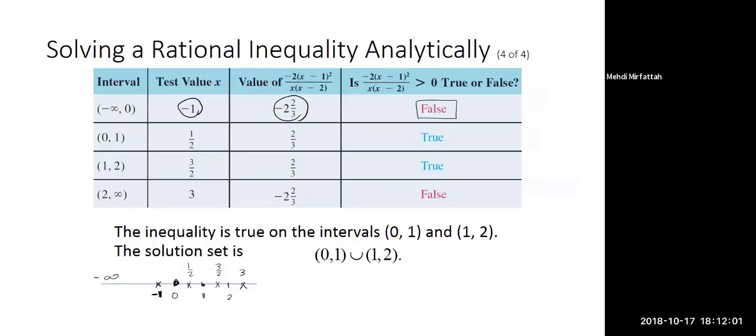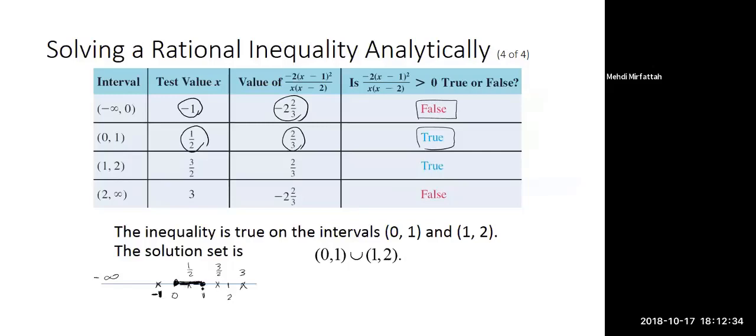From 0 to 1, pick a point. Maybe 1/2. Plug in 1/2, it gives you a positive number. You put 1/2 in here, you get 2/3. So that's true because we want it to be greater than 0. So my solution from 0 to 1 is the first one we found. Any point within this region would be a solution because 1/2 checked out.